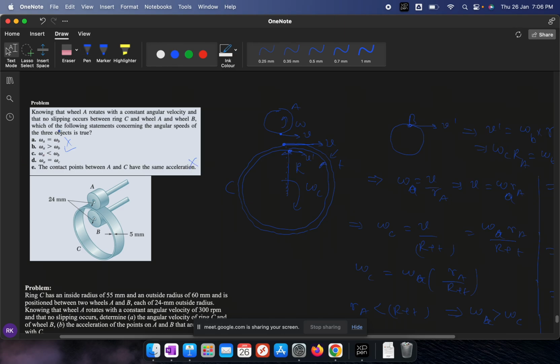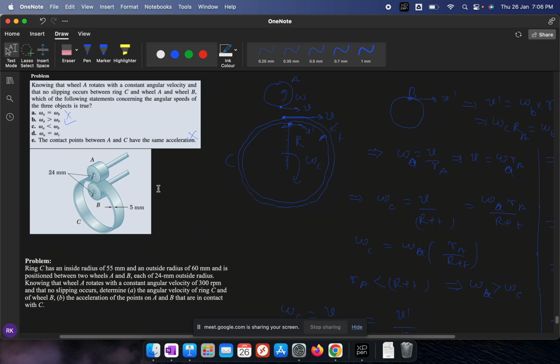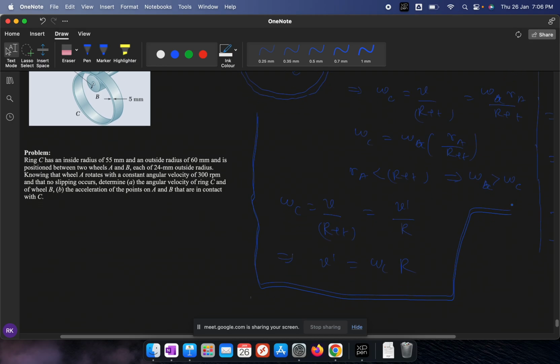I am not doing it here because we already have the same problem with the data. We can easily find everything here. Now it is given that Rc is 55 mm and t equals 5. Now can you find the angular velocity of ring C? Please find it quickly.